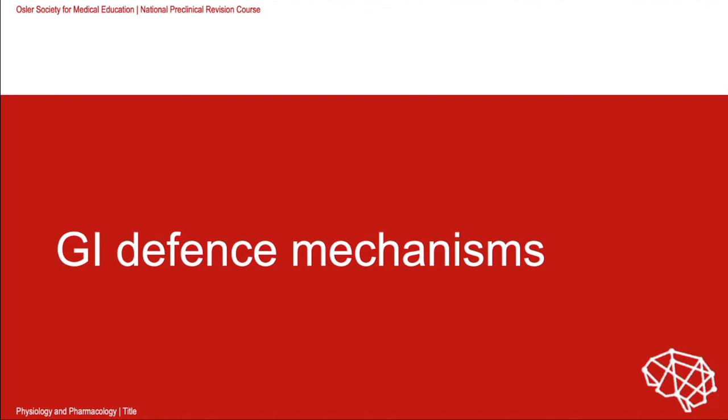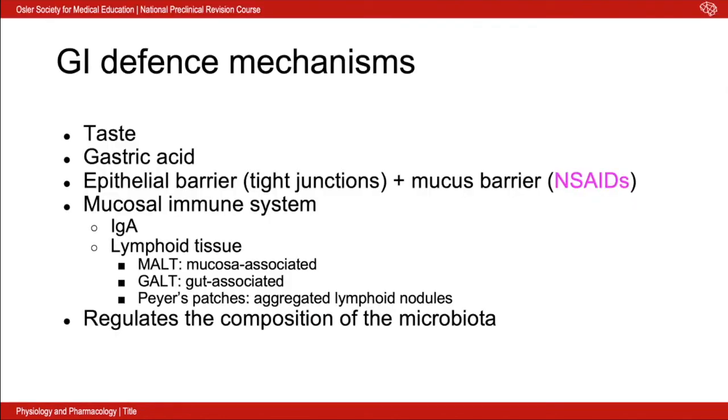Okay, the final section of this lecture, I just have one slide on GI defense mechanisms. So because you're taking in food from the outside environment, there could be lots of bacteria, lots of toxins in the food, and so you need all these different defense mechanisms to protect you from those. So the first mechanism is taste. If you taste something bitter, then it's likely to be rotten, or if it's sour, it's gone off, so you don't want to eat it. So that's the first defense mechanism.